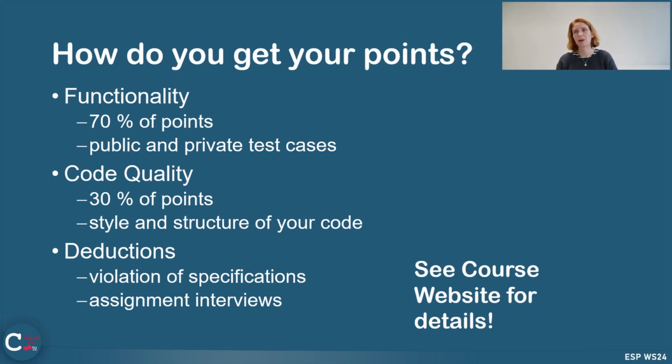So if you do not pass all the private test cases, maybe look through your program again and try to figure out what the problem is. Then 30% of the points are given for code quality, which is the style and the structure of your code. And then there might be some deductions.